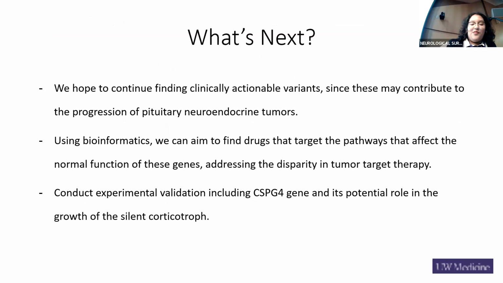So what is next for our project? We hope to continue finding clinically actionable variants since they contribute to the progression of pituitary neuroendocrine tumors. We hope to keep using bioinformatics to find drugs that target these pathways that affect the normal function of these genes, addressing the disparity in tumor target therapy. And we hope to keep conducting experimental validation, including the gene that we found in the sample, CSPG4, and its potential role in the growth of the silent corticotroph.